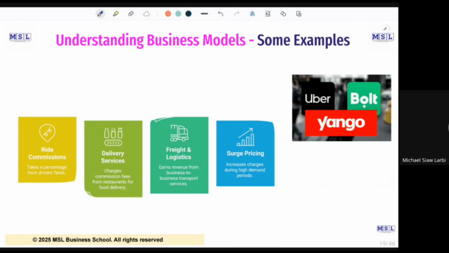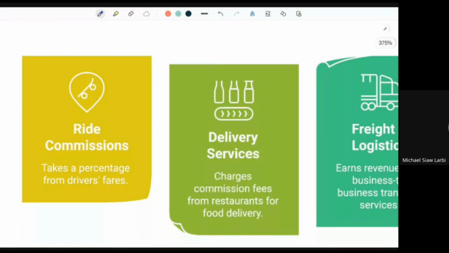Let's start with Uber, Bolt, and Yango. They don't own the cars. So how do they make money? Ride commissions. Next time you are in a Bolt or Uber, you can speak to the driver and then ask, right? They take a percentage from every amount of money the drivers make. So for example, if you pay for a fare of, let's say, 50 cedis, it depends on the company, but sometimes 15 and north of 20% can go to the company. So that's how they make money.